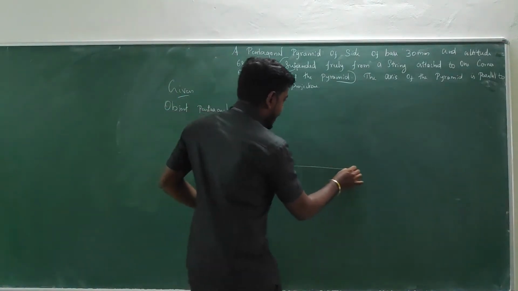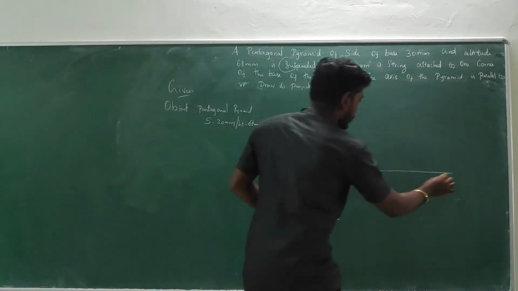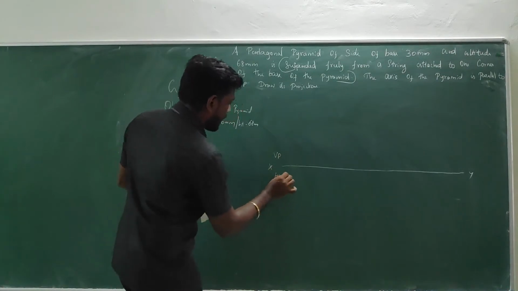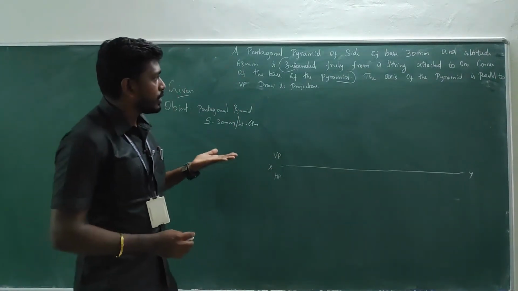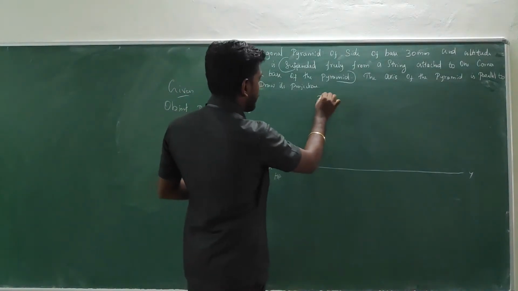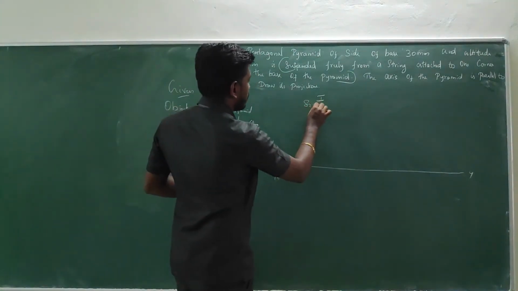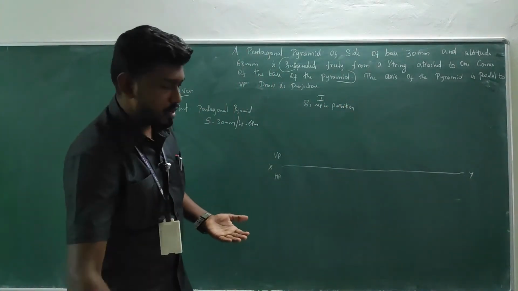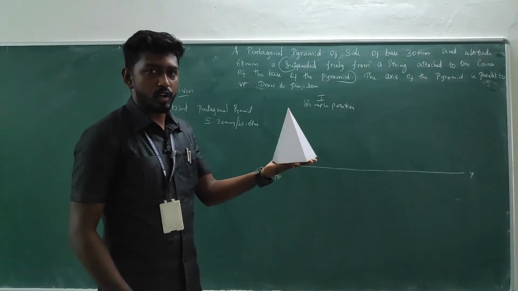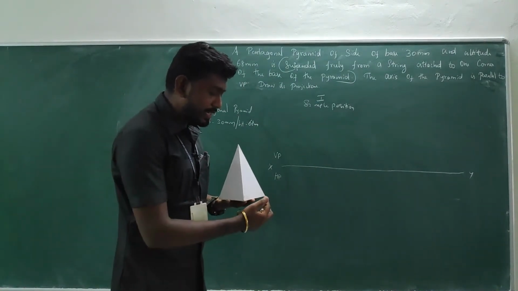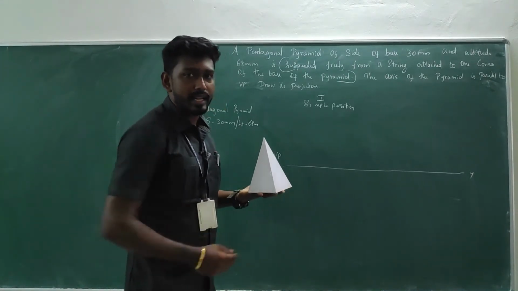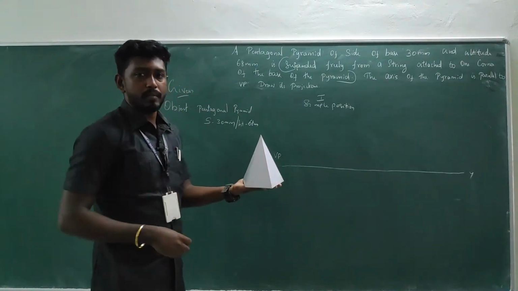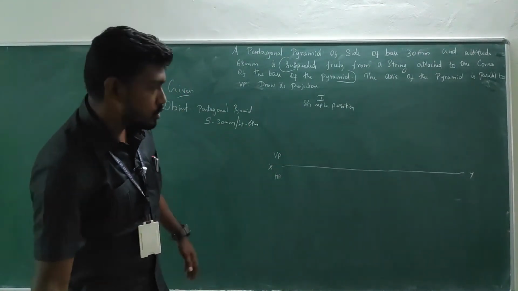So first take the XY line. It's a new question and new idea. Okay, VP above, HP below, right? So here we are going to consider the simple position as the first stage. Just rest the object on the HP plane. Since the corner is being tied with the string, I am going to keep the corner on the right side. When you are getting the observation from the top, the true shape can be seen. From the front view, the triangular face can be seen.